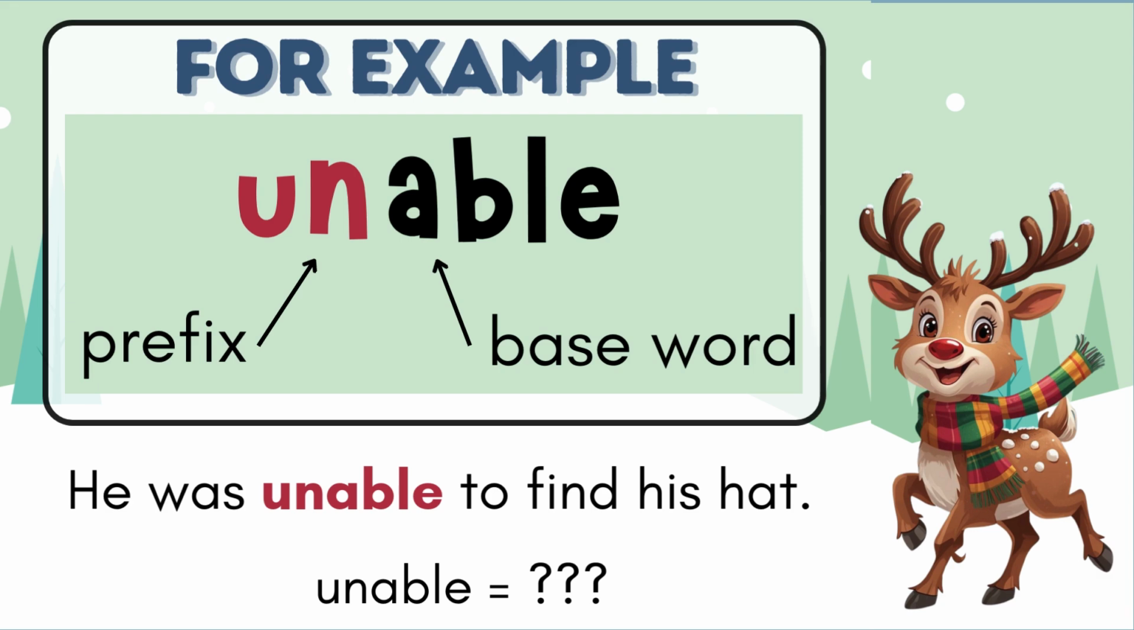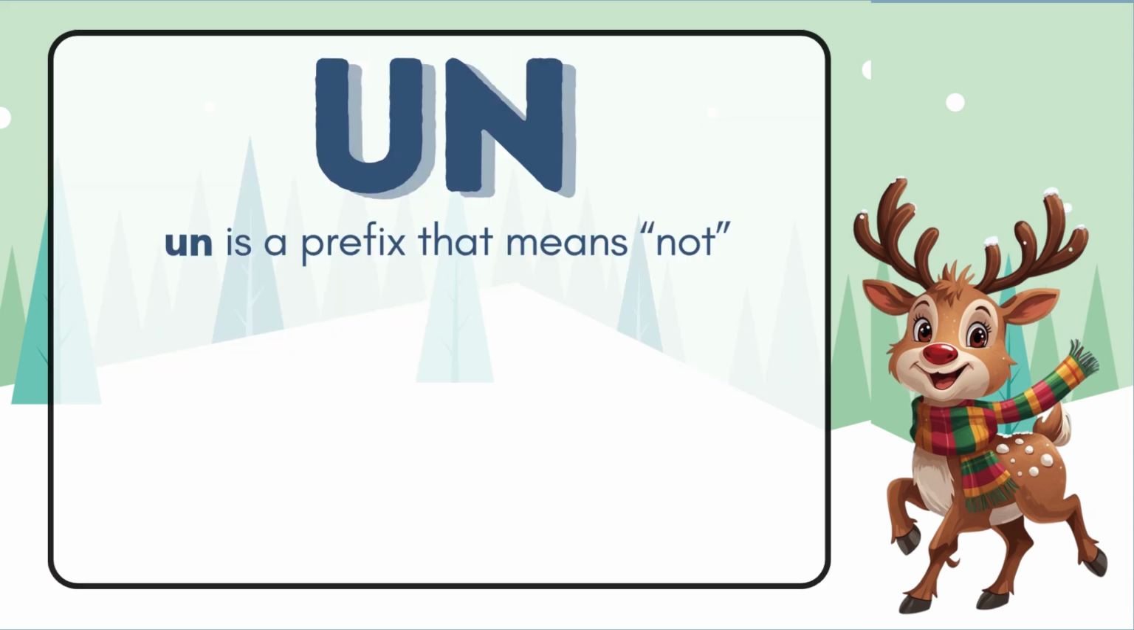An example would be this word, unable. The prefix goes at the beginning of the word, and the base word would be able. He was unable to find his hat. Now we know un means not, so what would unable mean? Not able, that's correct. So un is a prefix that means not. Read that again. Un is a prefix that means not.